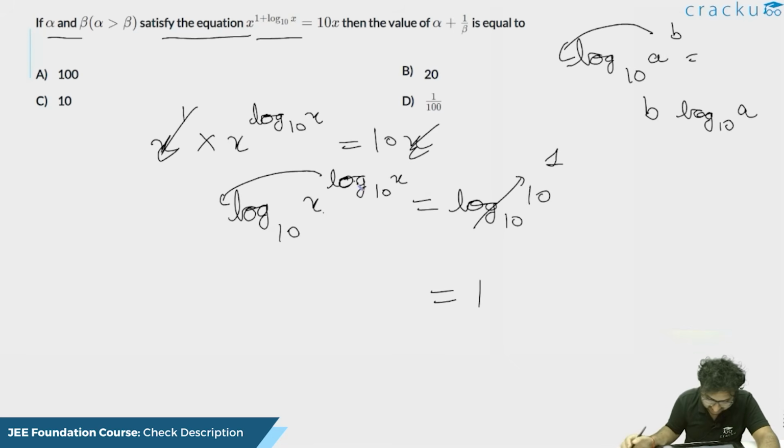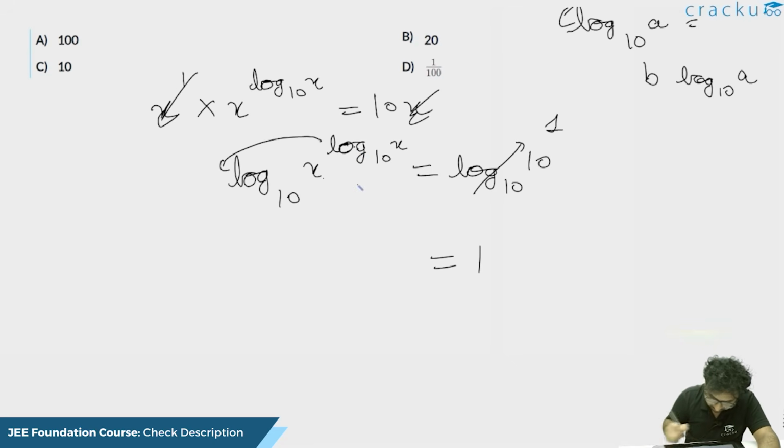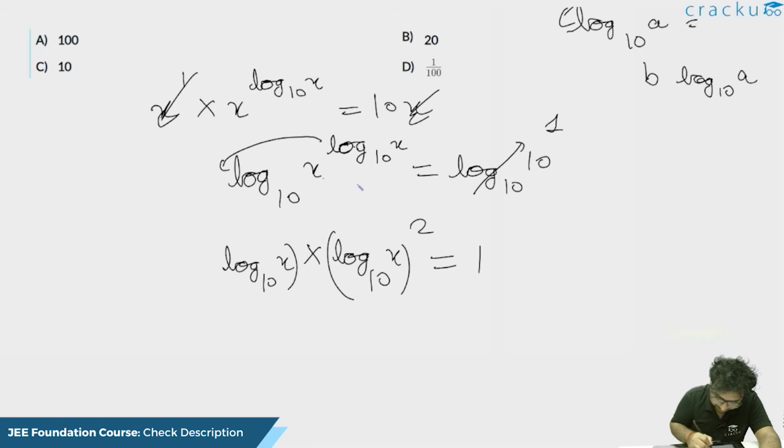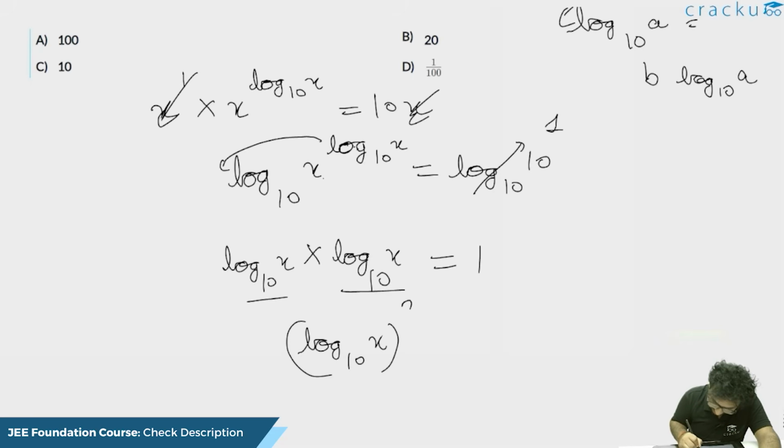Okay. So this is equal to what? So log x to the base 10 into log x to the base 10. Okay. So this is whole square. So log x whole square. I will take 1 on the left hand side. So minus 1 equal to 0.